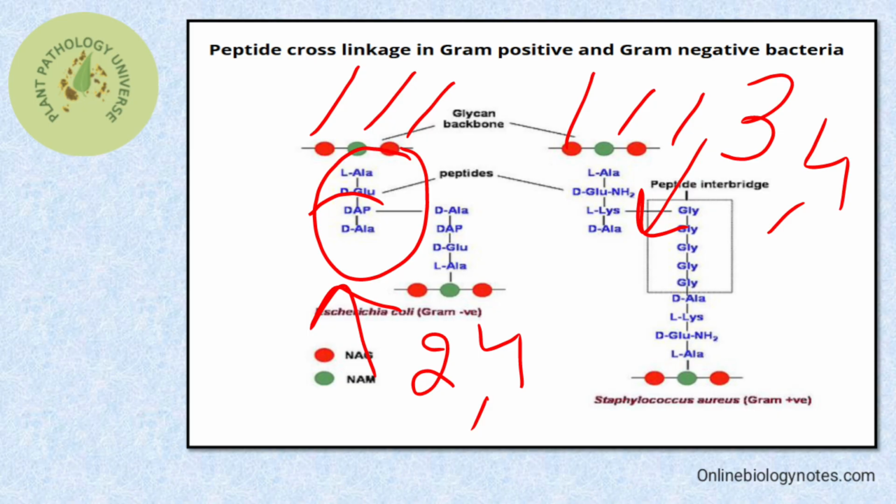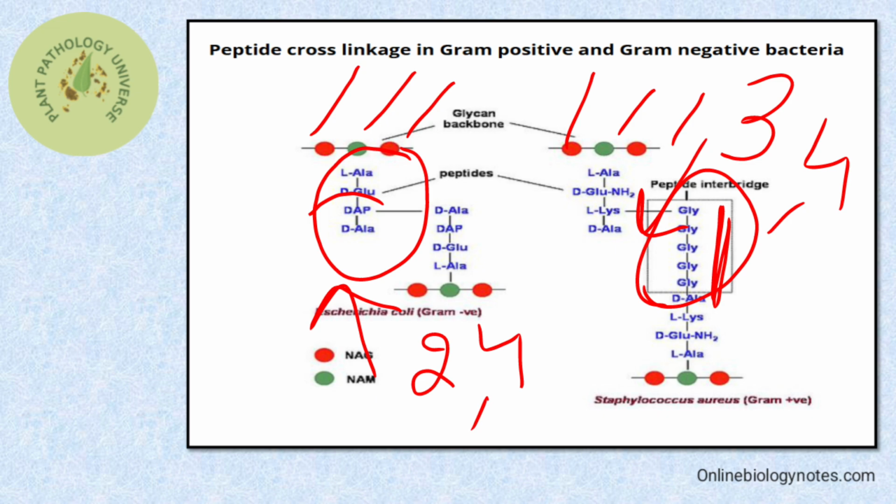Now this beta 2,4 linkage and beta 3,4 linkage are both attached to each other by a peptide interbridge, which consists of 5 units of a particular amino acid. Like here, these 5 units are of glycine, right? So that is your peptide cross linkage, which is there in your gram positive and gram negative bacteria.